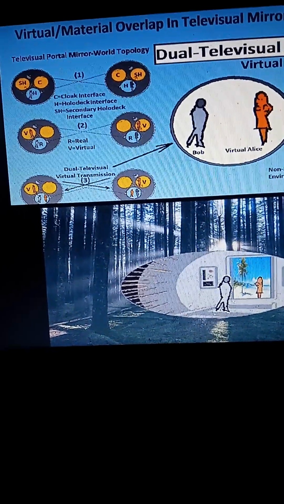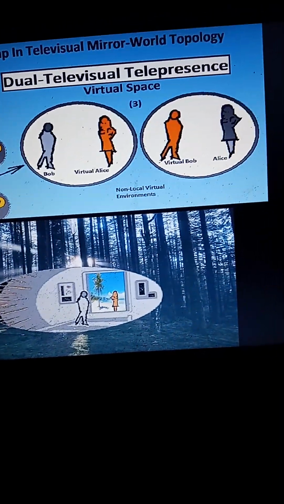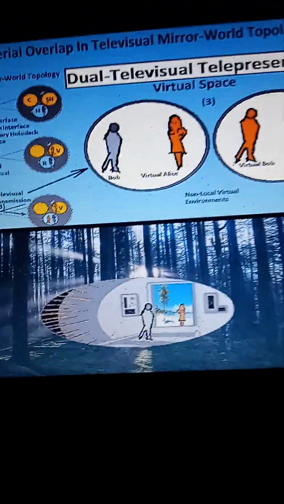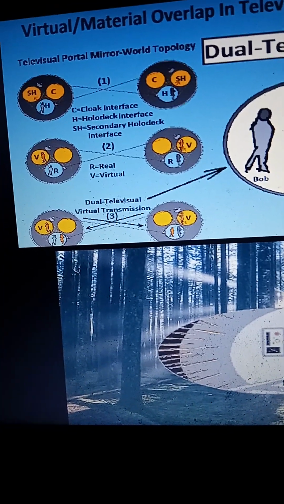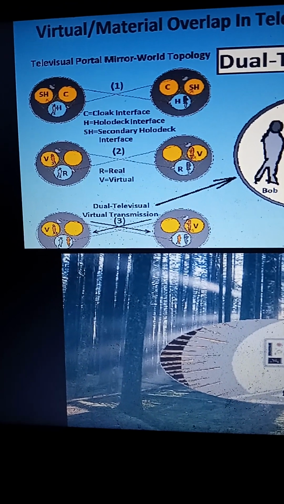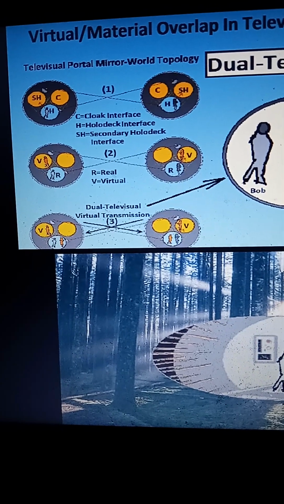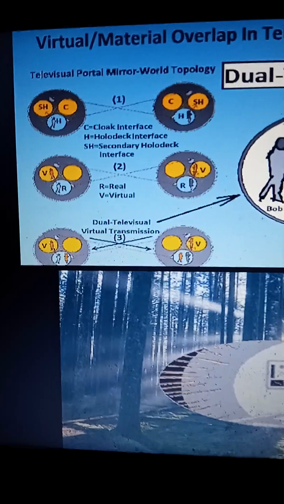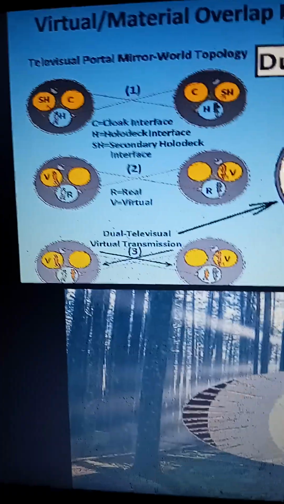This is called virtual material overlap in televisual mirror world topology, dual-televisual telepresence. But this is going to lead straight into a three-part video on the possibility of cosmic portal travel. Okay, televisual portal mirror world topology.